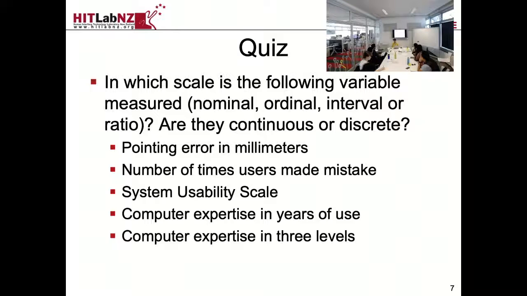Okay, and the System Usability Scale. What is that? Ordinal, right? Because maybe we could provide a questionnaire, like how much did you like the device? Then maybe 1, 2, 3, 4, 5, 6, something like that, where 1 means not so much and the top means very much. And then computer expertise in years of use.